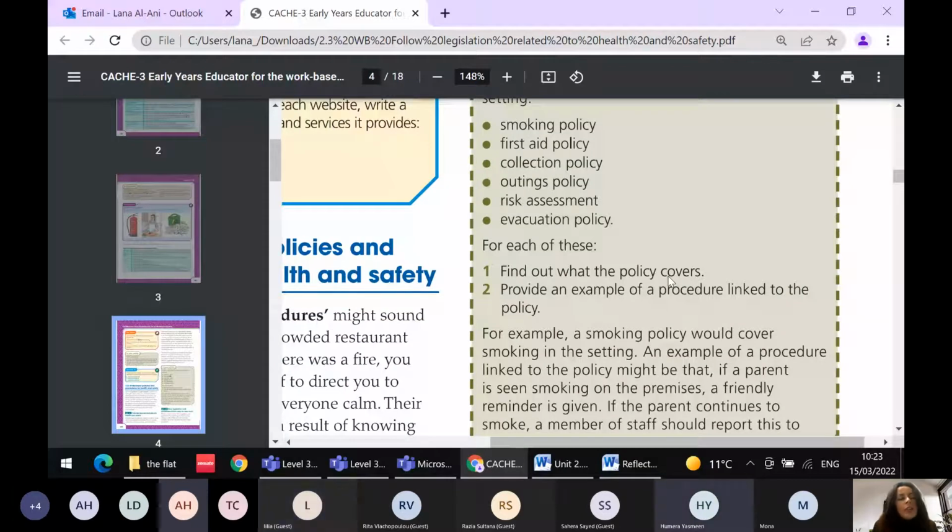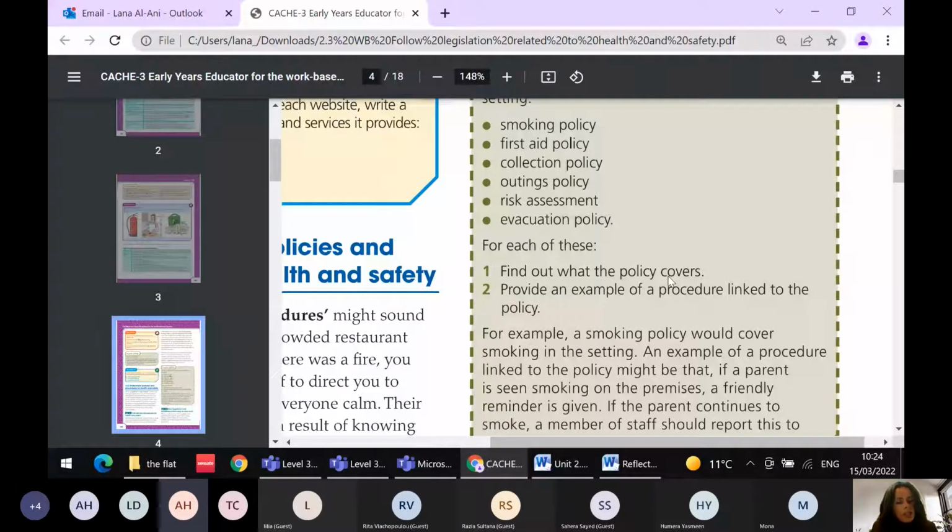Yes, very good. As well as this, you can write a little bit about it. So the no smoking policy means that for any childcare organization, smoking is not allowed, so people shouldn't be smoking even in their break time. Why? Because the smoke is bad for the kids.